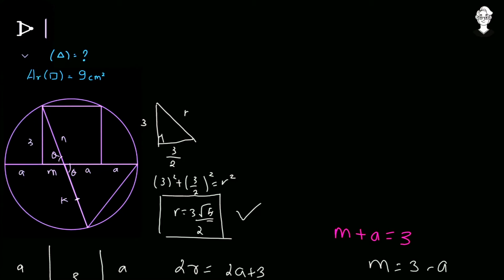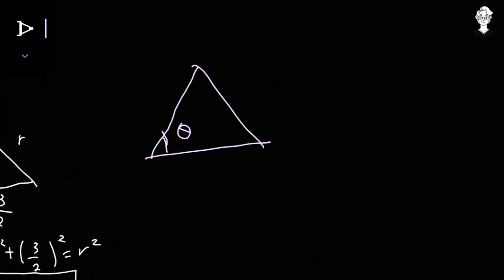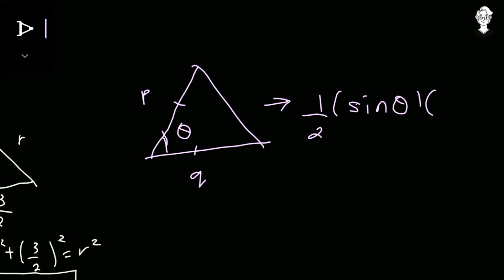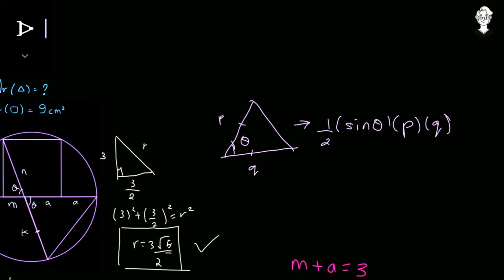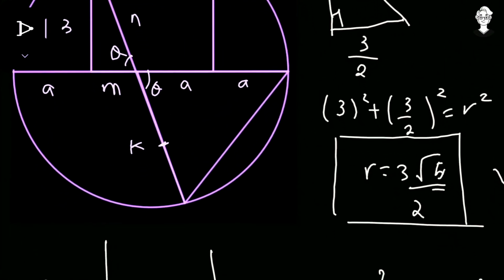So we have a very nice formula: if you have a triangle with angle theta, and the two sides are p and q, then the area of this triangle is half sine of that middle angle, sine theta, times the product of the adjacent sides, p into q. So in this particular triangle, I can have the area as half of sine theta times the two adjacent sides in multiplication.